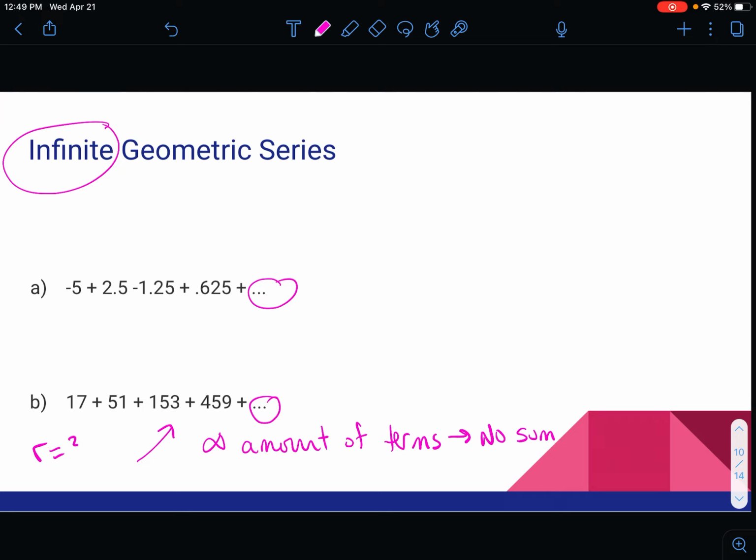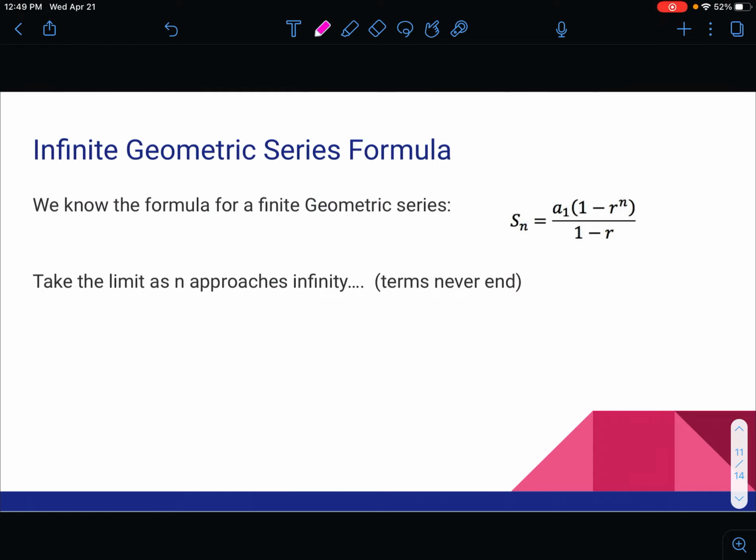And R is 3. Now in this one up here, these are the same ones we looked at previously. R is a negative 1/2. These values are going to continue to be smaller and smaller and smaller. So we're going to converge to an actual sum. Even though these terms go to infinity, we're still going to converge to a value. So let's take a look at how this works.